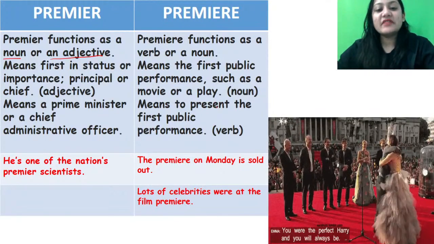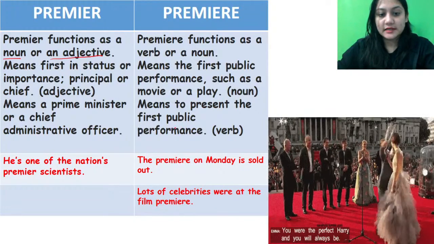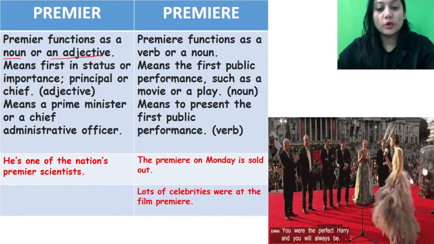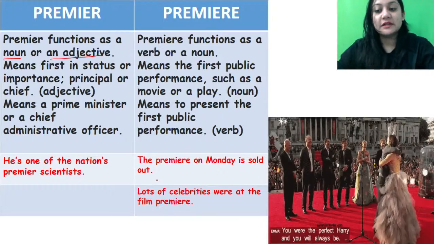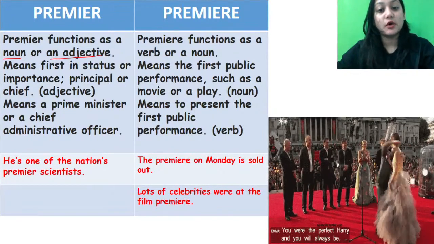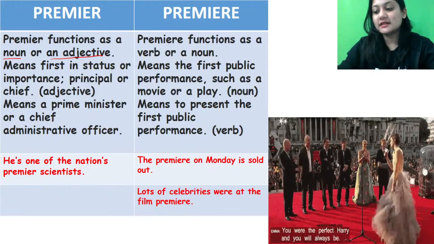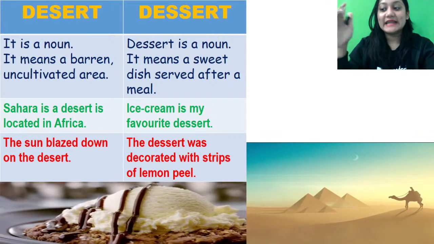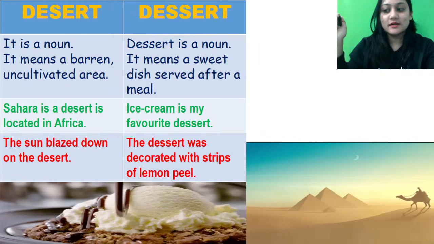Okay, it means to present the first public performance. Clear? The premiere on Monday is sold out. Lots of celebrities were at the film premiere. So when a movie releases for the first time and is performed in a theatre, that is where it functions that way. Next is desert and dessert. There is a difference between these two. Desert and dessert.